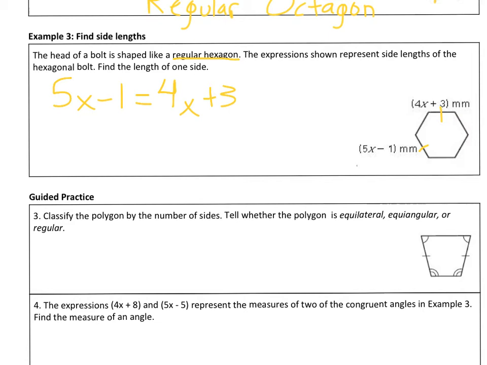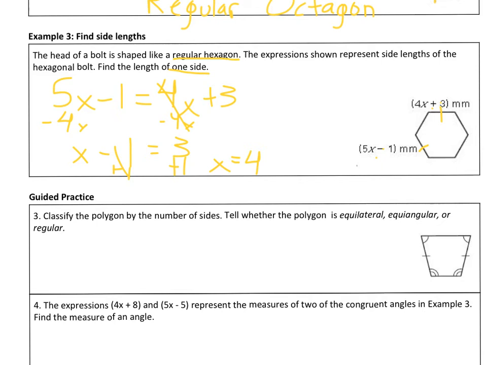And then that's an equation I can solve. So it's knowing that these are equal in length. So for me to solve this, I would subtract 4x from both sides. 4x's cancel. x minus 1 equals 3. Add 1 to both sides. x is 4. Now that's nice, but I asked, find the length of one side, meaning I have to substitute in.